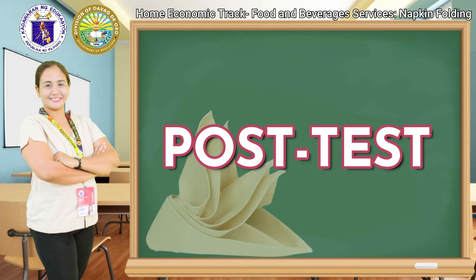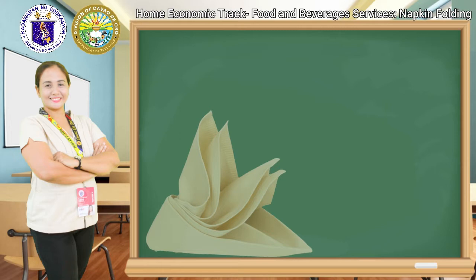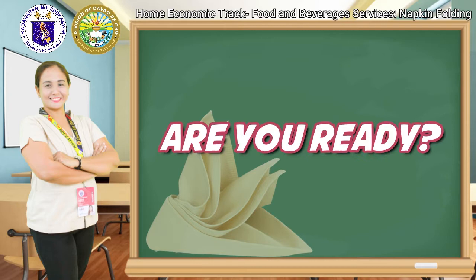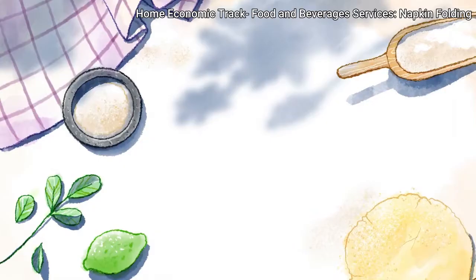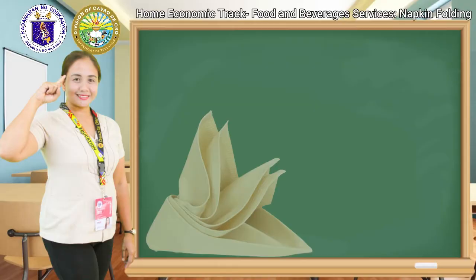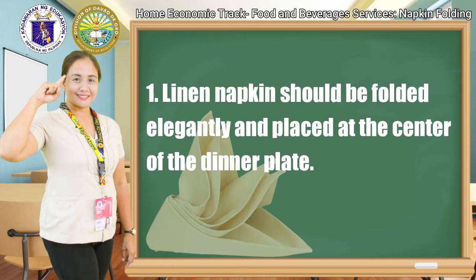I will read the question twice. Write true if the statement is correct, and false if the statement is incorrect. Write the answer on your test notebook. Are you ready? Number 1. Linen napkins should be folded elegantly and placed at the center of the dinner plate. True or false?